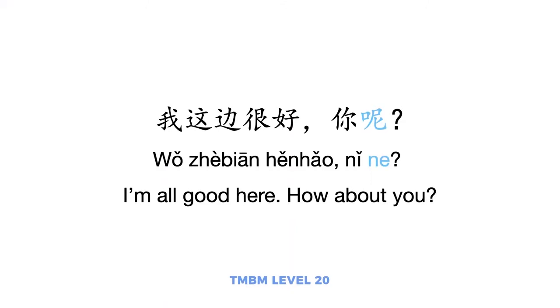Let's take a look at another sentence. Sentence 3 is from level 20. 我这边很好，你呢? I'm all good here. How about you? So you'll probably hear people say 你呢 at the end of sentences all the time. And this person is almost certainly responding to something like 你最近怎么样? which means how have you been, right?